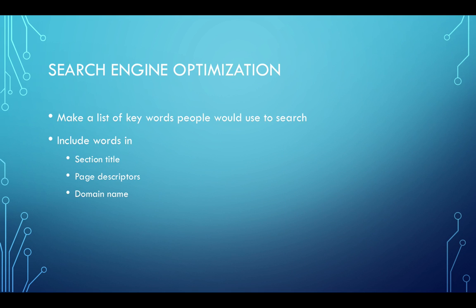So search engine optimization, or SEO, is something that I think is definitely a consideration you should make when designing any kind of website, and this would include your online portfolio. It's basically to make your website easily searchable for people when they're looking for whatever it is that you are trying to sell. So when you are planning, make a list of those keywords people might use to search and try to include those words in different parts. This might be within different section titles on your website, or in page descriptors. You can even include it in your domain name, which is really going to help increase those hits.